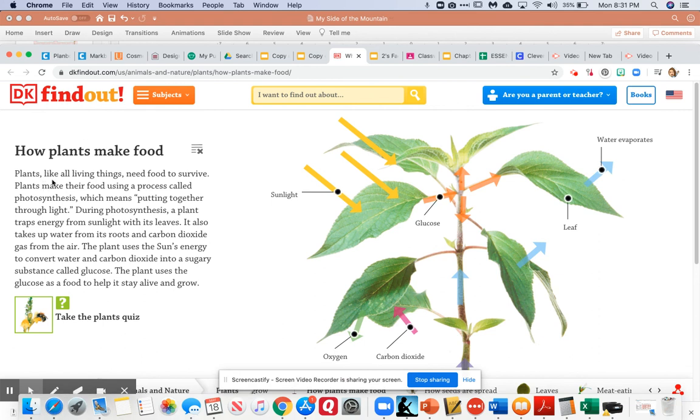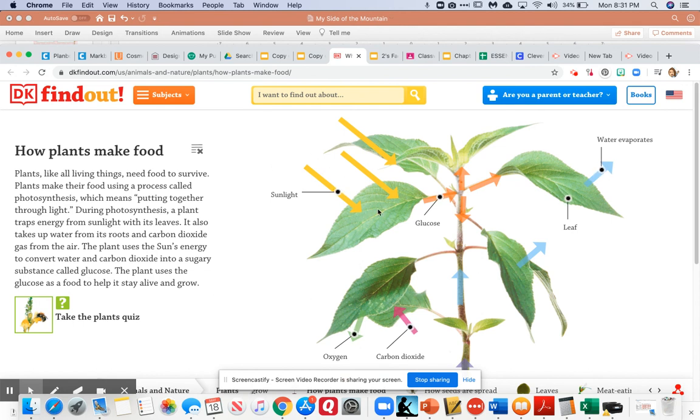It says plants, like all living things, need food to survive. Plants make their food using a process called photosynthesis, which means put together through light. So putting together through light, that's what that word photosynthesis means. During photosynthesis, a plant traps energy from sunlight with its leaves. It also takes up water from its roots and carbon dioxide from the air. The plant uses the sun's energy to convert water and carbon dioxide into a sugary substance called glucose.